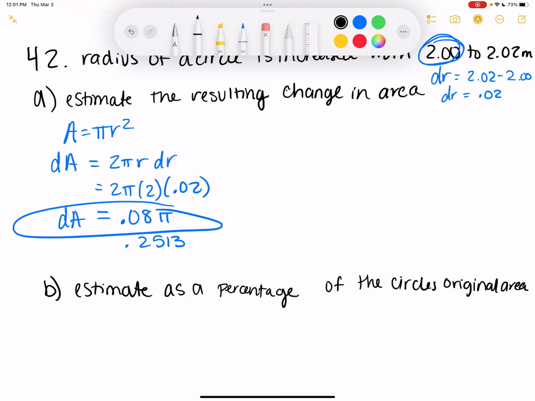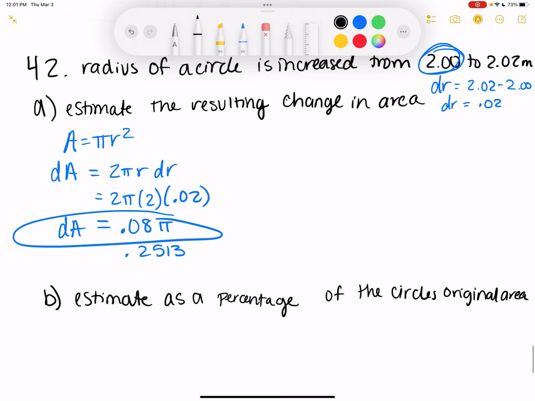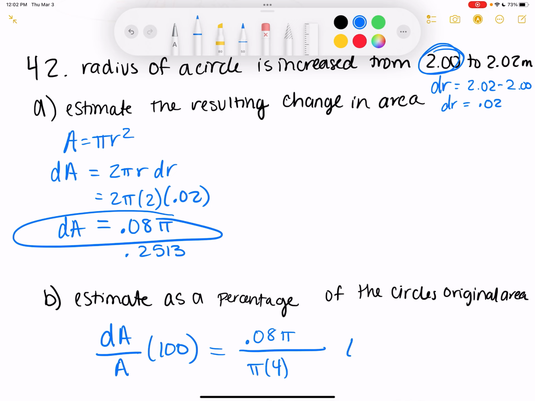All right, so estimate is a percent of the circle's original area. So what we're going to do for this one is we do dA over A times 100, because that's going to give us the percentage. So the derivative of A was 0.08 pi divided by A, which is pi r squared, so pi times 4. And then all of that times 100.